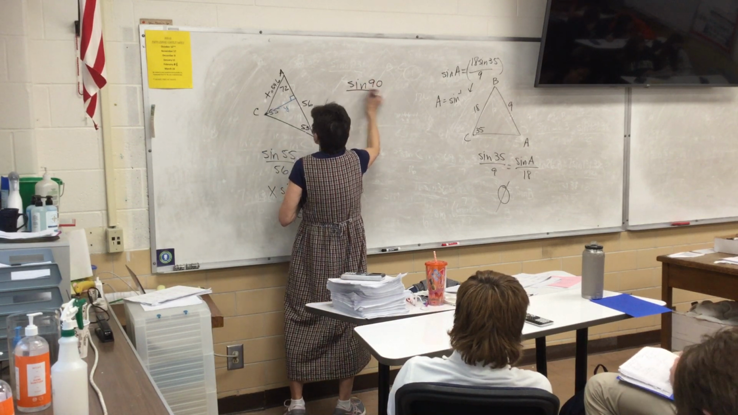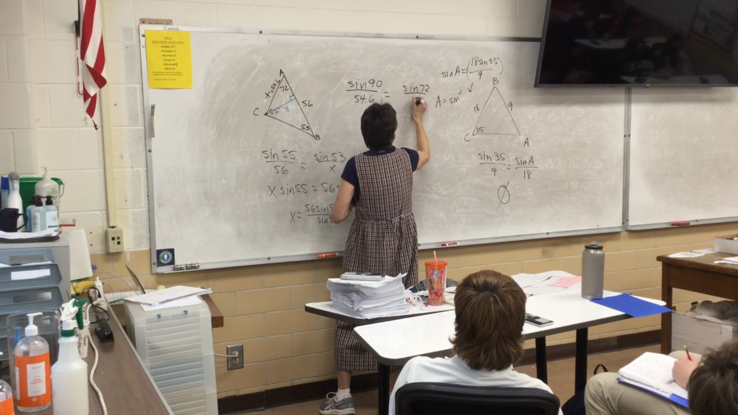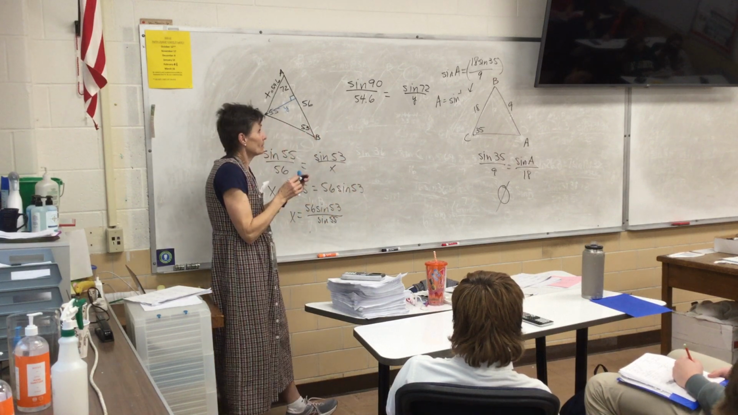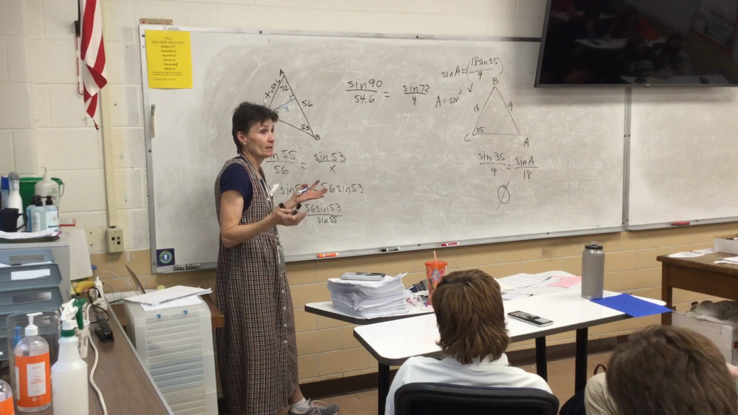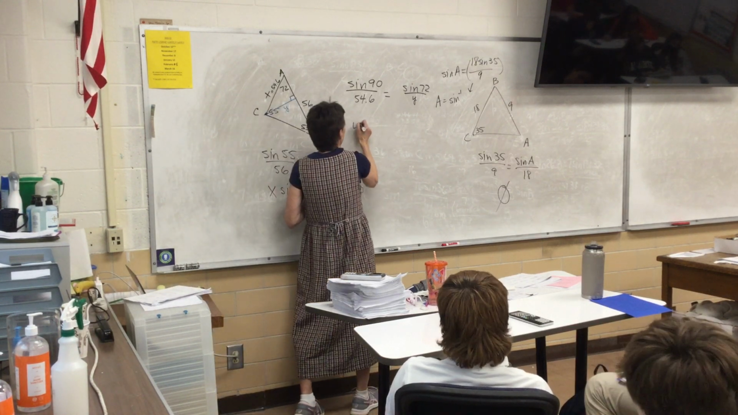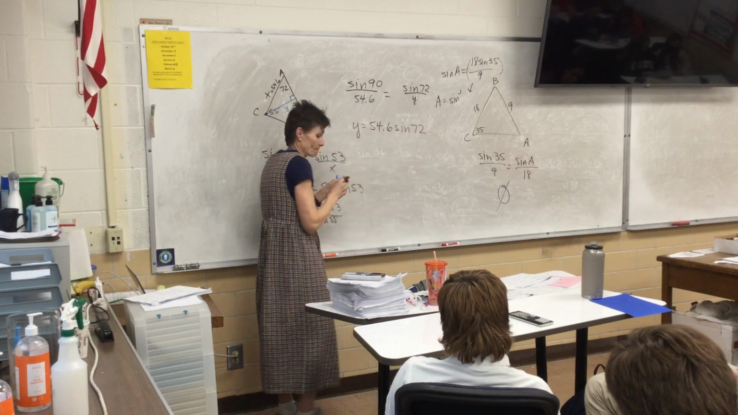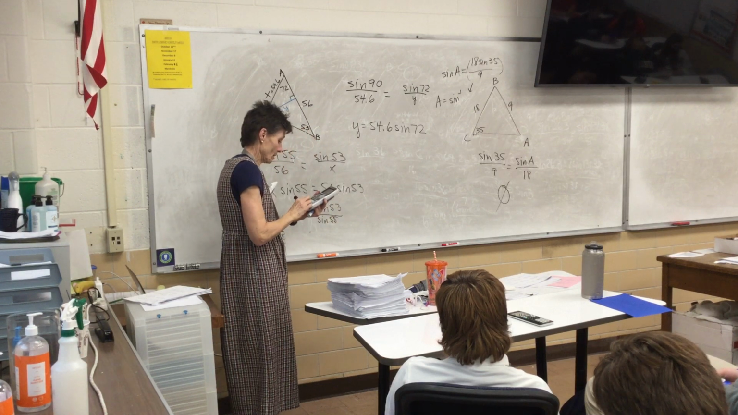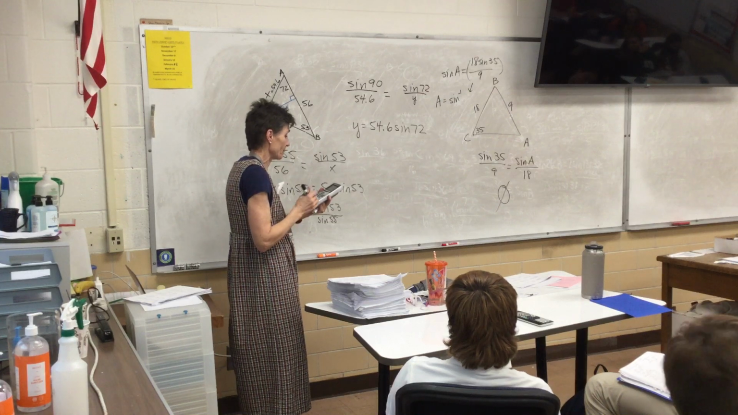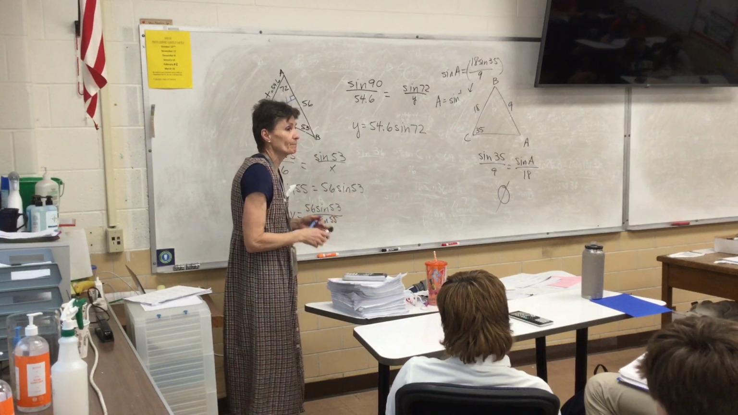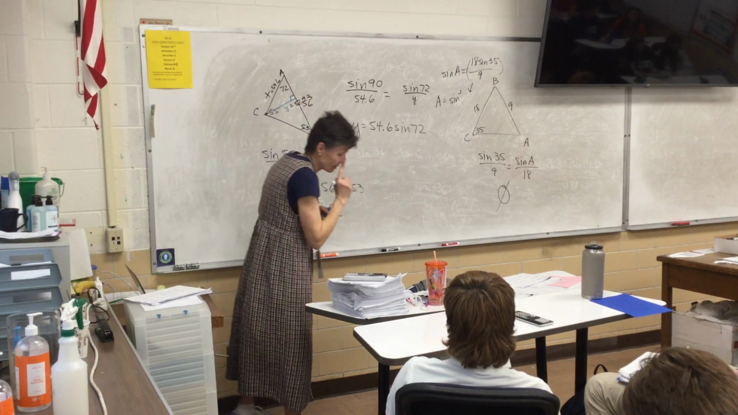Sine 90 over 54.6 equals sine 72 over y. What's the sine of 90? You already know. You can type it in. I don't care. But the sine of 90 is 1. Right. So basically this says y equals 54.6 sine 72. You're going to have a calculator for this entire kind of problem, so whatever you type in is fine. I got 51.93. And I should be putting units on this.